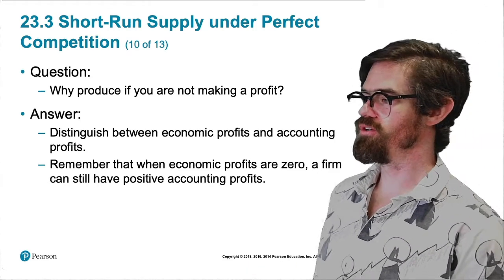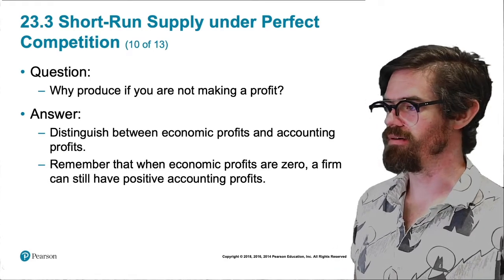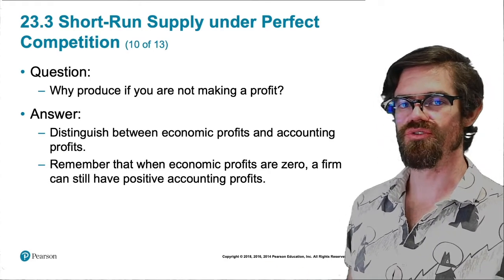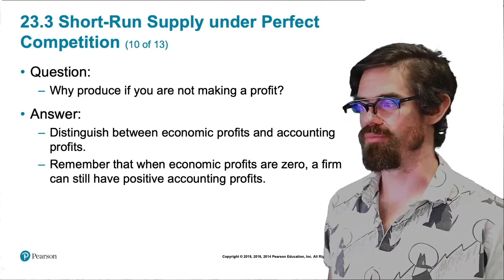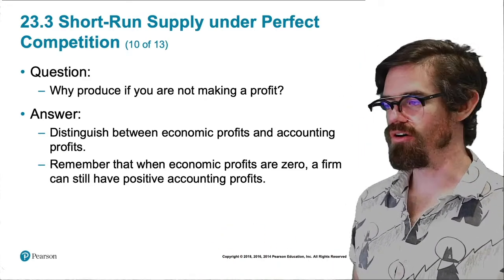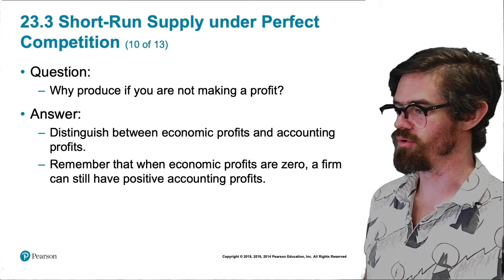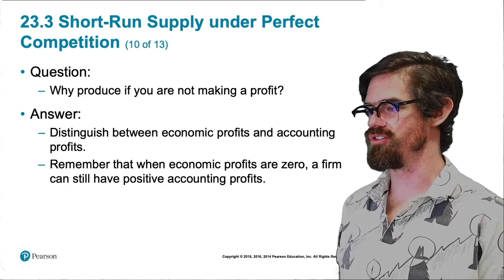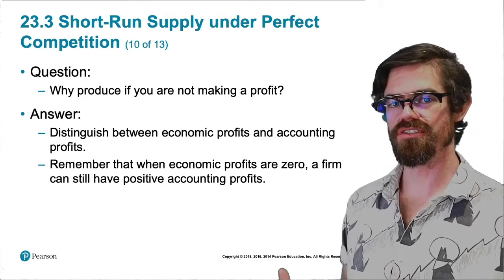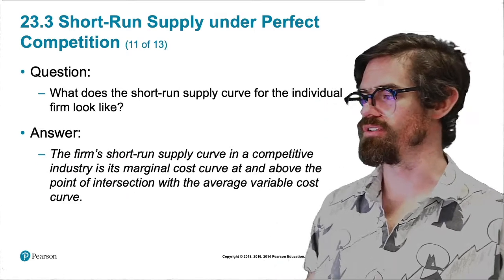All right, so here's a question for you, and I think I've already kind of alluded to this. Why would firms choose to continue producing if they're not making a profit? And for the answer to this, we have to recall the distinction between economic profits and accounting profits. Remember that when economic profits are zero, the firm still can have positive accounting profits. So that's partly the reason why.